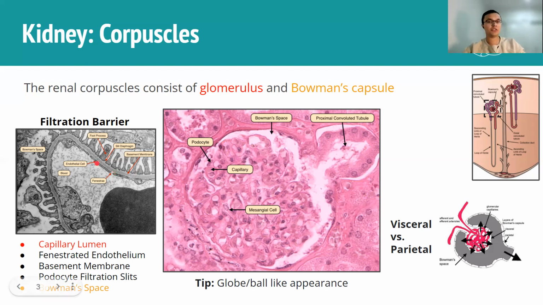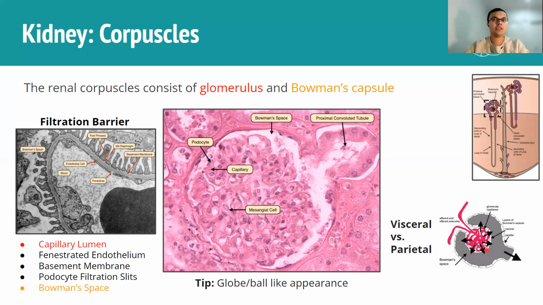And then once it passes through the fenestrated endothelium, the next barrier it encounters is going to be the basement membrane, because we know that under all epithelial surfaces, or under all epithelial cells, you also have a basement membrane. That's going to be the next barrier it comes across. And then after that, we have those foot processes from the podocytes forming filtration slits. And that's going to be the final barrier it comes across before it can finally cross and enter the Bowman space and then drain into the proximal convoluted tubule.